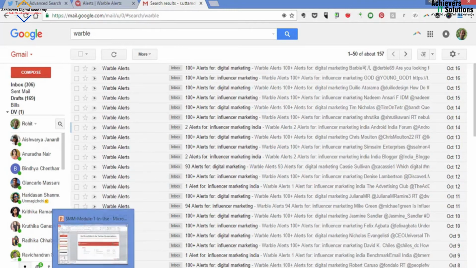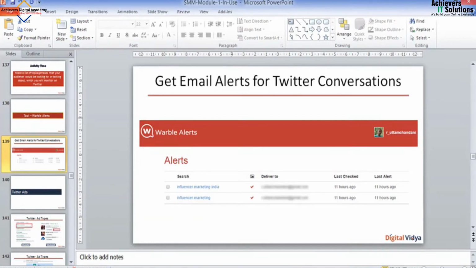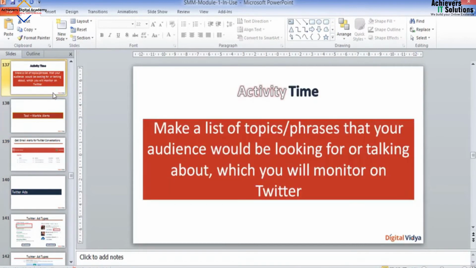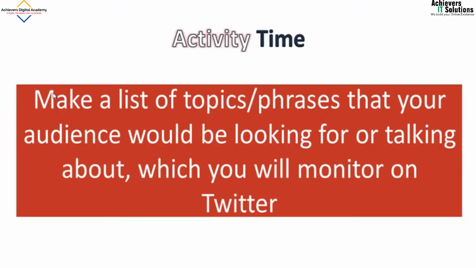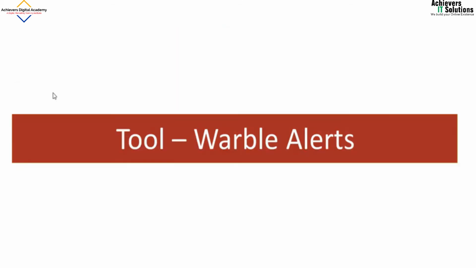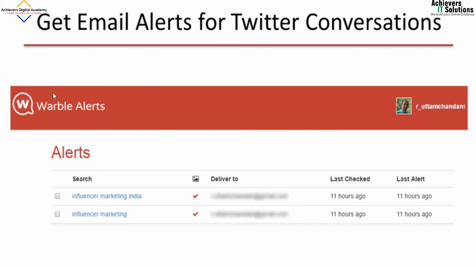It's also free. So you guys can set this up now. Those of you who want to do it right away, pause the video, go to warble.co, sign up with Twitter, and you already made a list of topics and phrases that your audience would be looking for. So go to warble.co, sign up for the tool, and enter the alerts that you want to monitor there. So you guys can pause the video, complete this task, and then come back and restart it again.